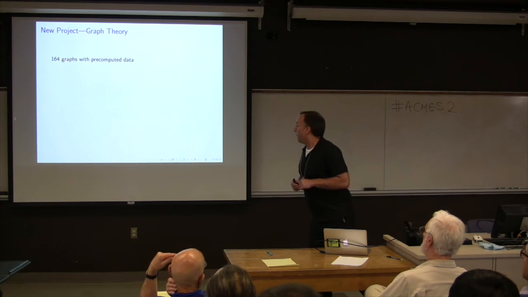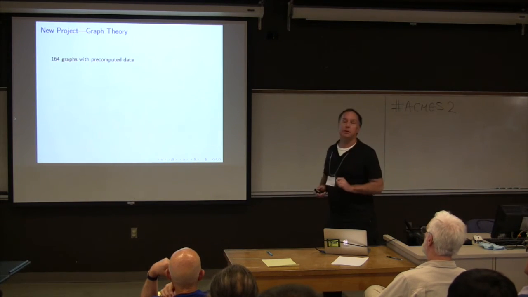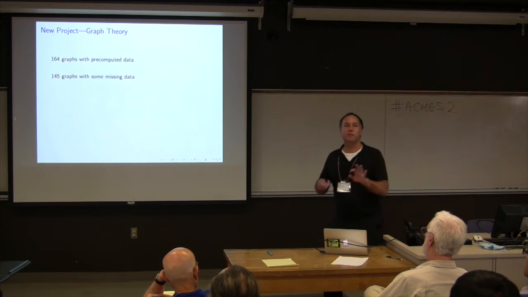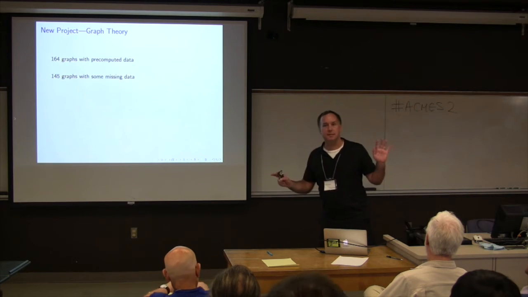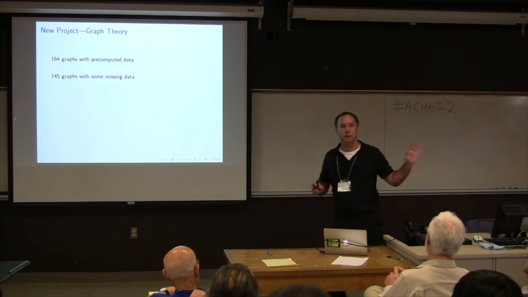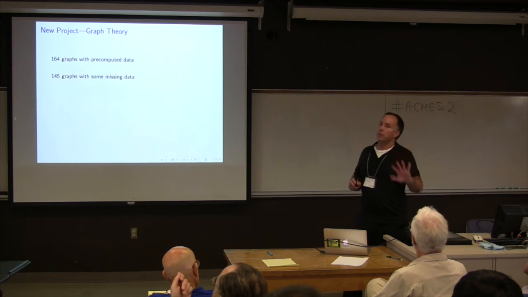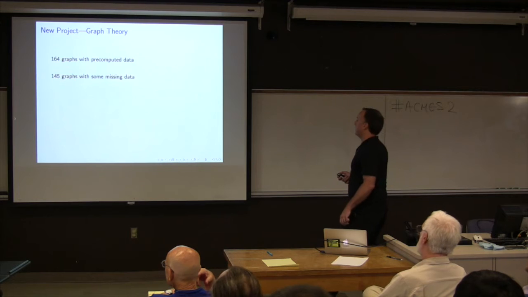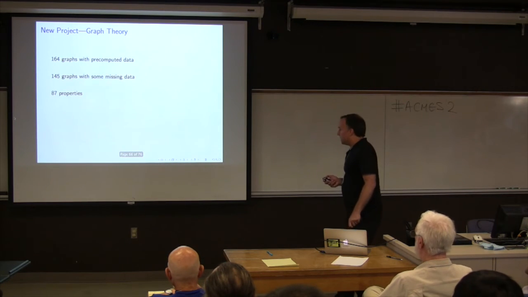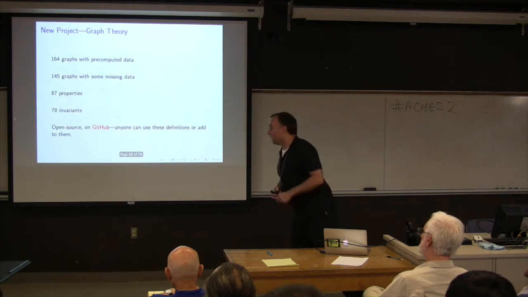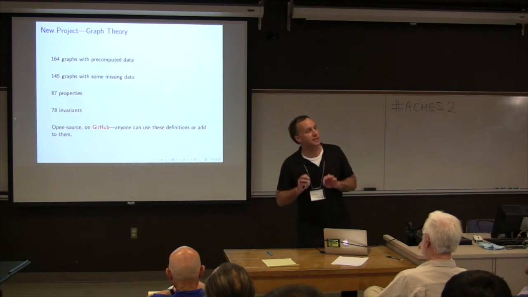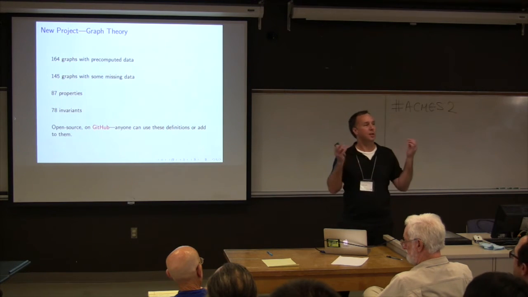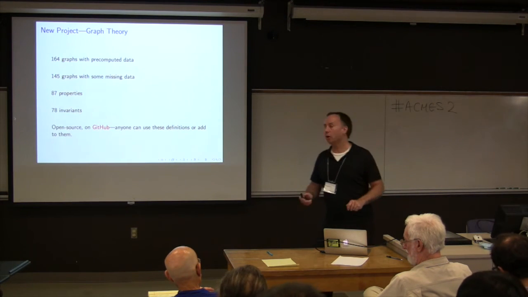And our new project, so right now there's these 164 graphs with pre-computed data. We have 145 other graphs that are important in the sense that they came from the literature and they were counterexamples to previous conjectures where we don't know the whole story, like whether or not they're Hamiltonian. So they're in a separate database. There's 87 properties, there's 78 invariants. All the properties and invariants in these graphs are on GitHub if anybody wants to participate in our project of increasing Sage's graph theory knowledge.